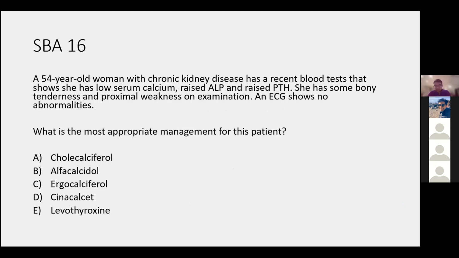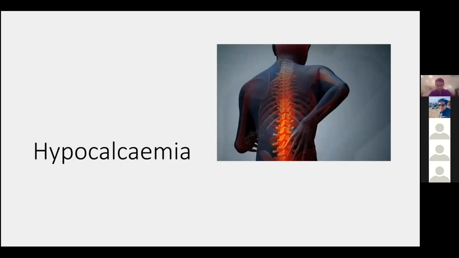So this is another scenario: a lady with chronic kidney disease, low serum calcium, raised ALP, and very tender proximal weakness. She has classic features of secondary hyperparathyroidism. She's got a raised ALP and a low serum calcium, and this is likely due to chronic kidney disease and the resulting vitamin D deficiency. So you want to replace this with vitamin D, and in this case you want to give her alfacalcidol, and I'll talk about why later on.